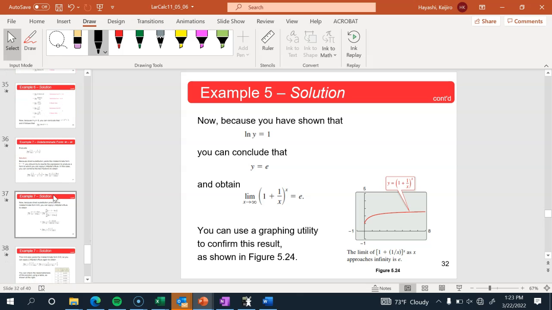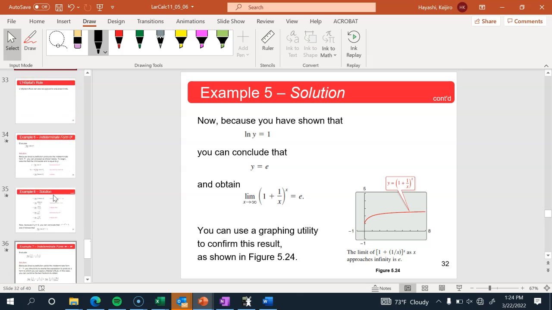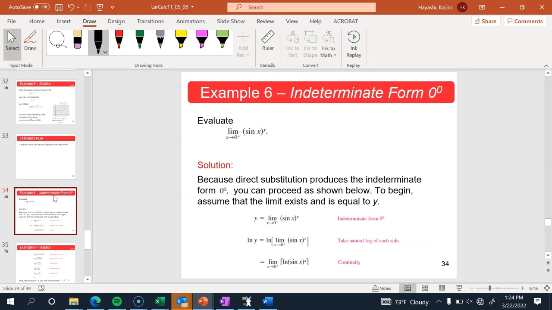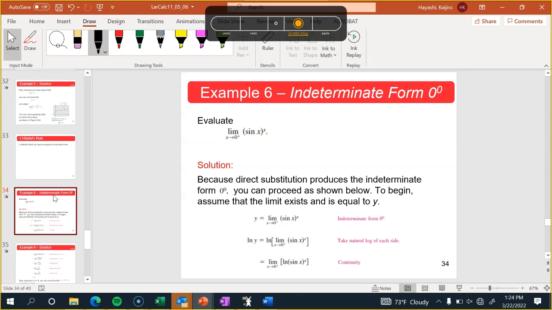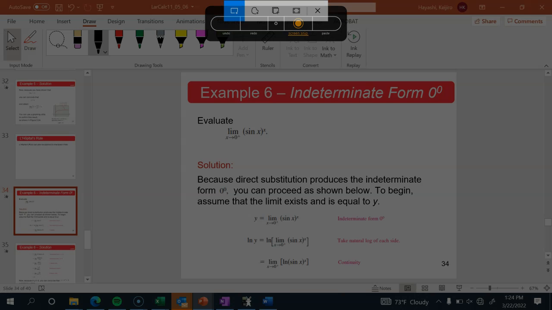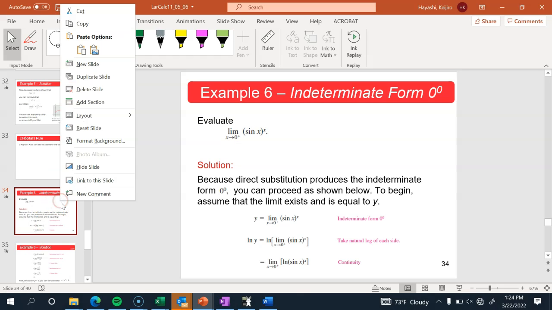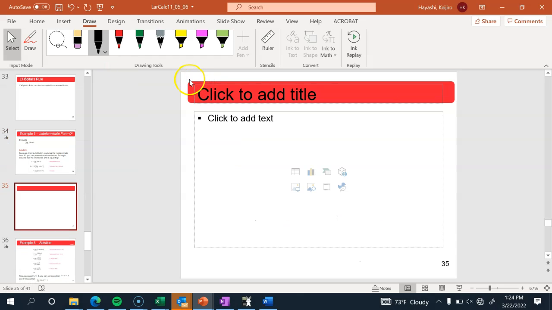And the last one we'll do, we'll skip example 7. You can also use this for one-sided limits. It works pretty much the same way. Okay. And this is actually one that we're going to have to do L'Hopital's rule multiple times for. Okay.